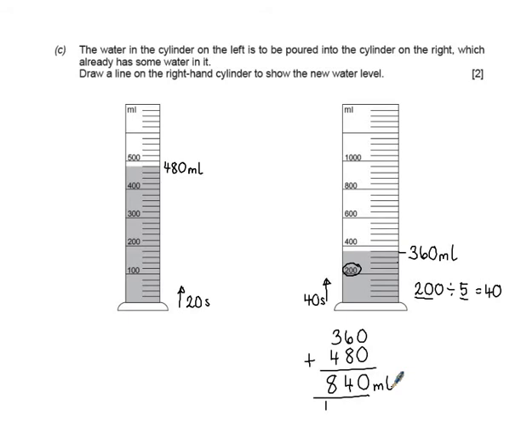So like it says, you need to draw a line on this cylinder to show the new water level. So we need to find 840. Remember, we are going up in 40s. So here's our 800. So straight away, 840 is this first line after the 800 here. So you draw your line here.